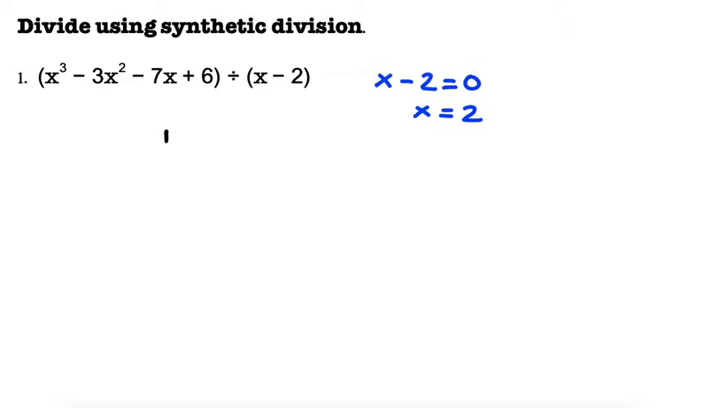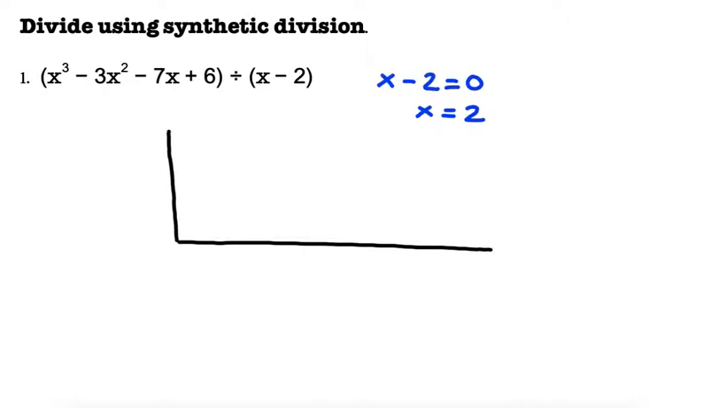Now what I do is I make an upside down division symbol. Now this division problem is going to take up 2 lines, so be careful when you're finding your answer. So now I take the 2 that we just found and I put it on the exterior in the first line of my synthetic division.